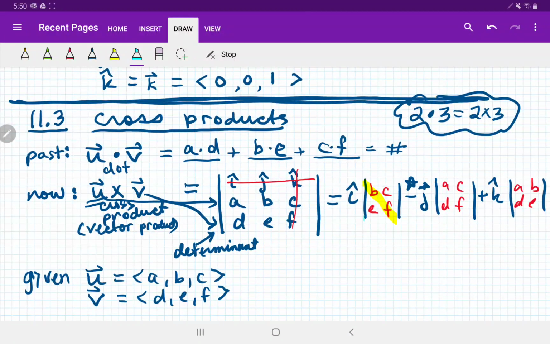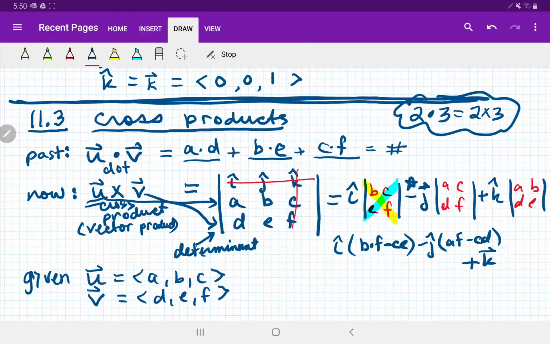And then do you remember how you find the determinants, the 2 by 2? Yellow and blue, but what did you do with them? You multiplied them, and then you subtracted. Okay, so you multiply and then you subtract. i times the first determinant, minus j times af minus cd, plus k times ae minus bd. Okay, so you're always doing downs minus ups in these.